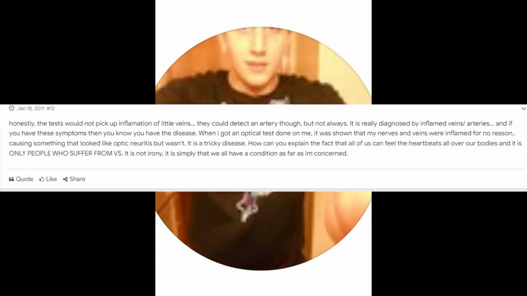And then Bryan says, on January 18th, 2011, "Honestly, the test would not pick up inflammation of little veins. They could detect an artery though, but not always. It is really diagnosed by inflamed veins and arteries, and if you have these symptoms, then you know you have the disease. When I got an optical test done on me, it was shown that my nerves and veins were inflamed for no reason, causing something that looked like optic neuritis but wasn't. It is a tricky disease."